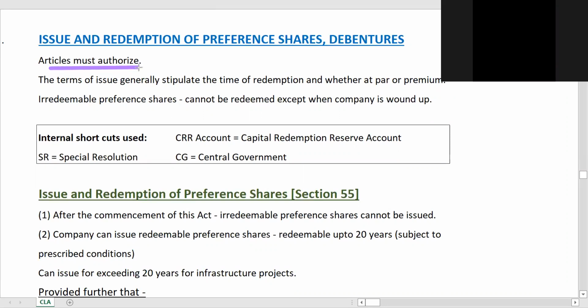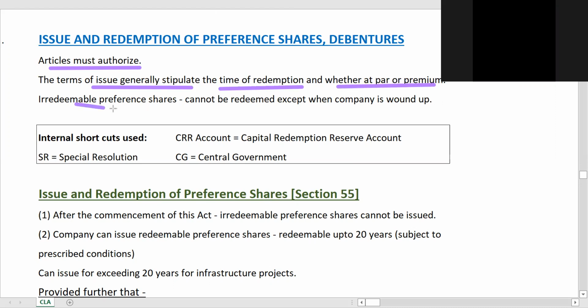First thing is articles must authorize. For all major things, remember, articles must authorize. Be it bonus shares, be it buyback, be it issue and redemption of preference shares, articles must authorize. The terms of issue generally stipulate the time of redemption. यानी जब आप प्रेफरेंस शेयर इश्यू करते हो, रिडेम्पशन का भी टाइम इश्यू के साथ ही बता दिया जाता है. It is there along with your offer of issue. Along with that, you come to know the time of redemption also, and whether at par or premium. So everything is there itself.